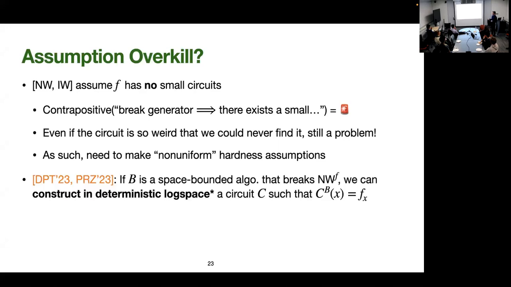Our main contribution is to prove the following. If B is a space-bounded algorithm that breaks some instantiation of this generator, we can construct in deterministic log space a circuit C such that C is a small circuit for F. So now, rather than saying a circuit C exists that successfully computes the truth table, we're saying that once we have our hands on an algorithm which breaks the generator, we also have our hands on a small circuit for the original truth table.